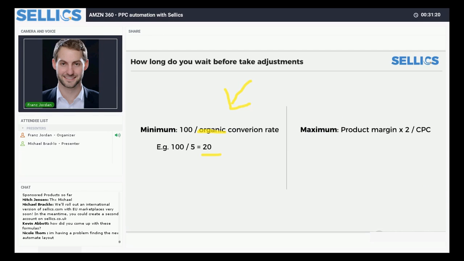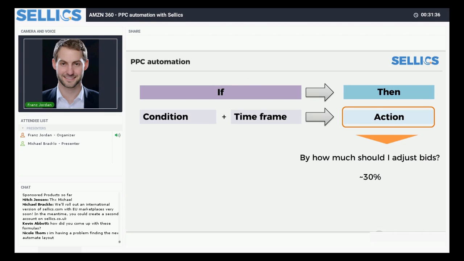So that's typically the next question, and I'm very curious to hear what your thoughts are. So if anyone has some ideas how to set those limits, I'm very open for ideas, because again, I think this is the most complex question at this time when it comes to sponsored products. How long do you wait before you change, right? And so finally, the last part where people typically have questions is for the action part. By how much shall I actually adjust my bids?